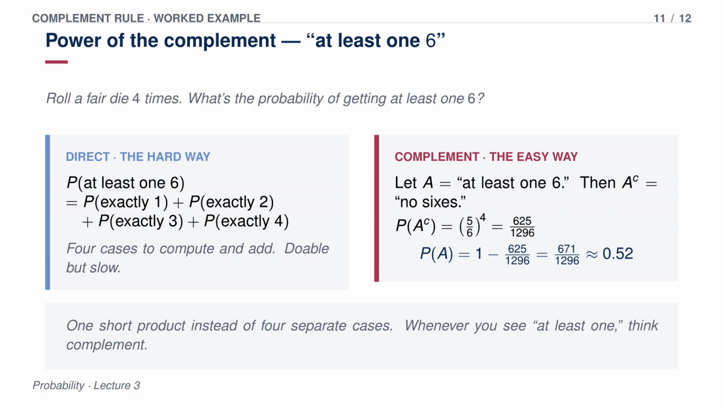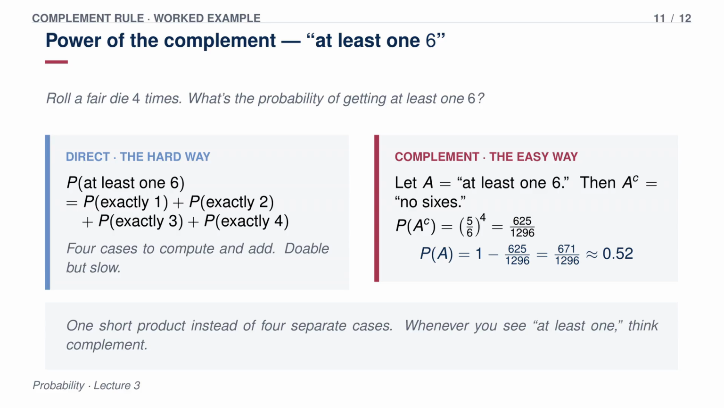If you calculate that, 5 to the 4th is 625. 6 to the 4th is 1,296. So the probability of getting absolutely no 6s is 625 over 1296. Right. Let me pause here to make sure this lands for you listening. We originally wanted the probability of at least one 6. Instead, we found the probability of 0 sixes. To get our final answer, we just subtract that fraction from 1.